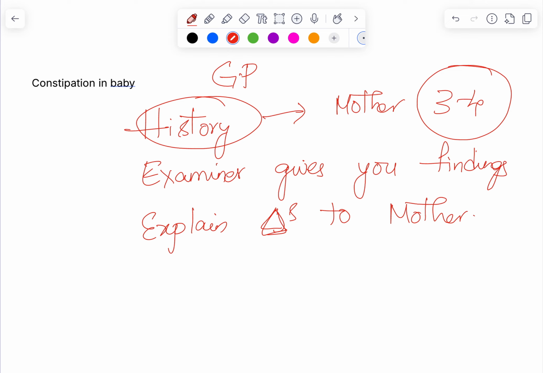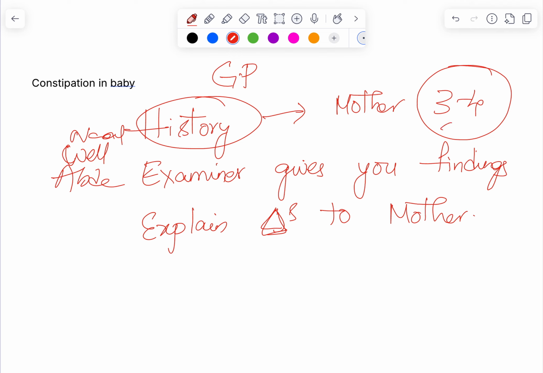Then when you ask the examiner for findings, he's going to give you some findings. More or less, he will say the abdomen is normal, child is well hydrated, child is normal. Usually constipation will not have any findings unless they are severely constipated, where you can actually feel hard lumps in the large bowel or abdomen, but usually that will all be normal. The key here is history taking.